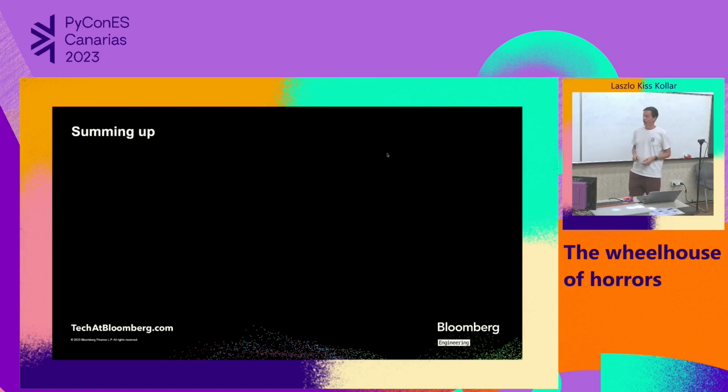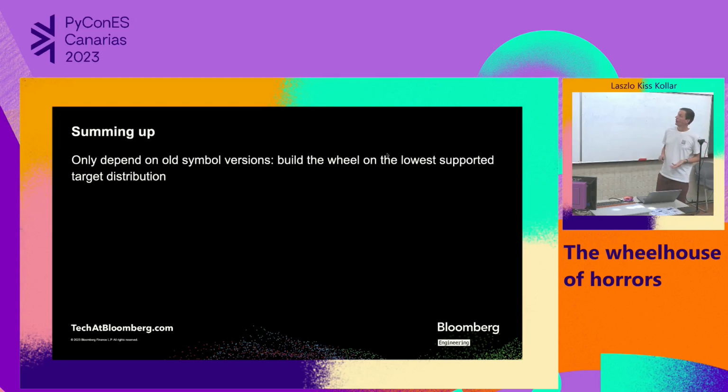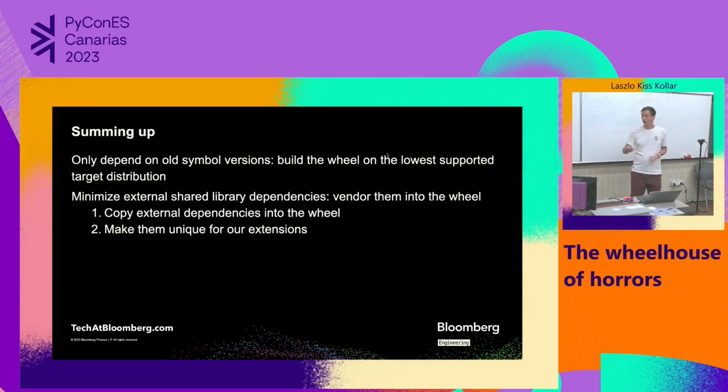Okay, now to sum all this up, what do we need to do to get a good working platform wheel? We need to only depend on old symbol versions. So this means that we need to build the wheel on the lowest supported Linux version that we actually want to support. It also means that we need to do this vendoring dance, basically. We need to minimize the external shared library dependencies, so moving the external dependencies into the wheel, renaming them, updating references. And on top of that, we also need to apply the correct tags.